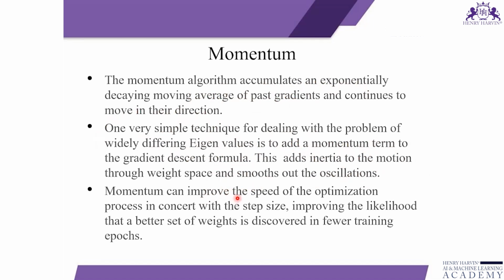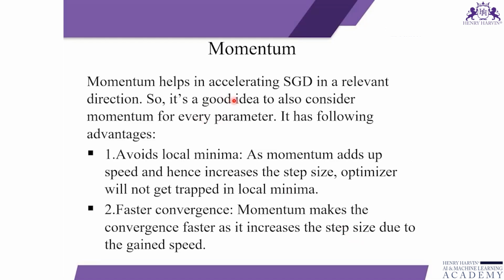One simple technique for dealing with the problem of widely differing eigenvalues is to add a momentum term to the gradient descent formula. This adds inertia to the motion through weight space and smooths out oscillations. Momentum can improve the speed of the optimization process in concert with the step size, improving the likelihood that a better set of weights is discovered in fewer training epochs. So momentum helps in accelerating SGD in a relevant direction. It's a good idea to also consider momentum for every parameter.